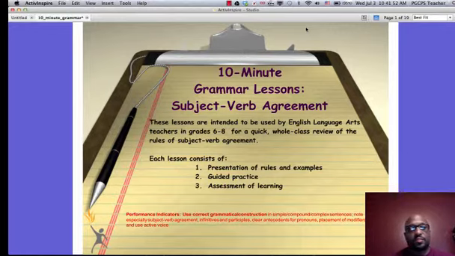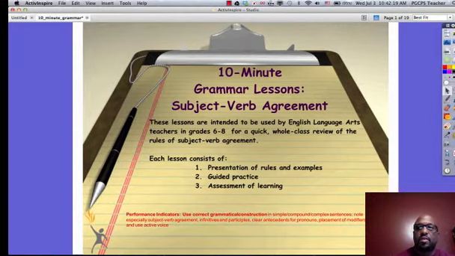All right, so today what we're going to look at is a 10-minute grammar lesson, specifically on subject and verb agreement. So this lesson has three parts. First, you have the presentation of the rules and the examples. Then you also have your guided practice, and then the assessment of learning. You will come back later on to assess your mastery of this particular skill. All right, so let's go ahead and get started.